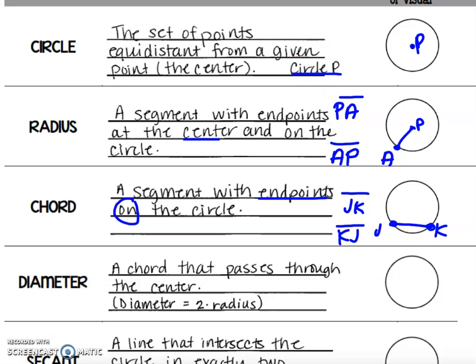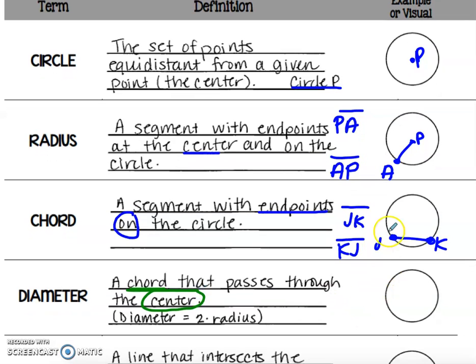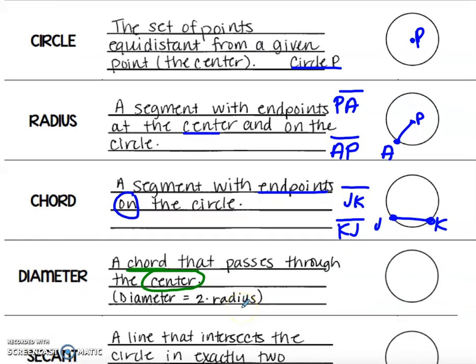All right. Now, diameter is a special kind of chord because it's going to go through the center. So chord means endpoints on the circle, and then a diameter is just going to go through the center. So I'm going to draw my center, and then just draw a chord going through the center. All right, so let me pick my favorite letters. We're going to go A, P, and B.